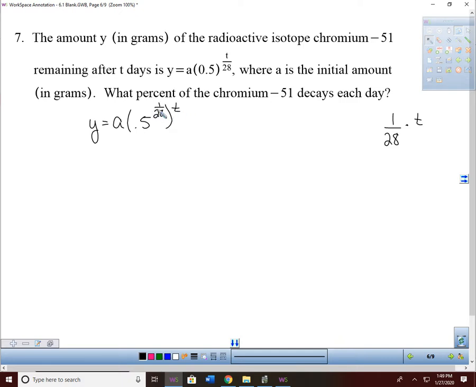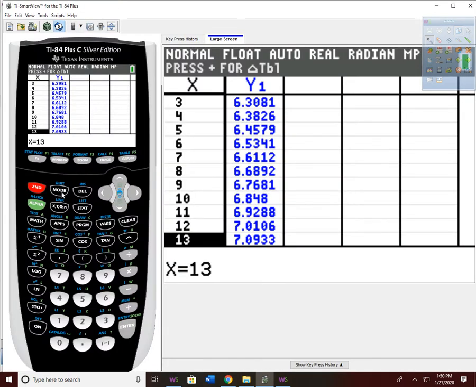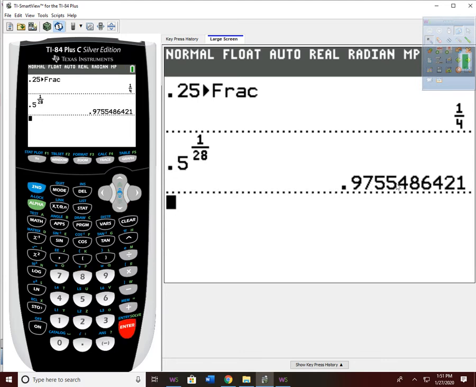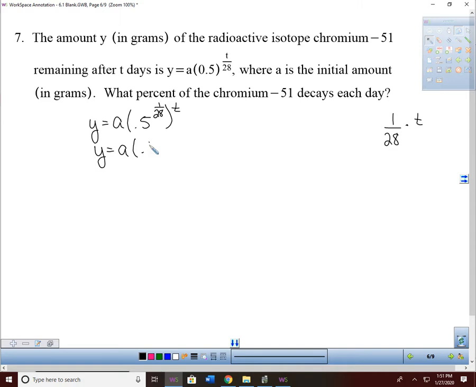Because if you think about your exponent properties here, if I raise something to another exponent, then those get multiplied together. So I can kind of break them apart to serve my own purposes. All you want up here is just the variable. Okay, so if I actually plug in 0.5 to the 1 over 28, that's going to give me 0.9755. I'm going to round to 4 places, so 0.9755 raised to the t power.